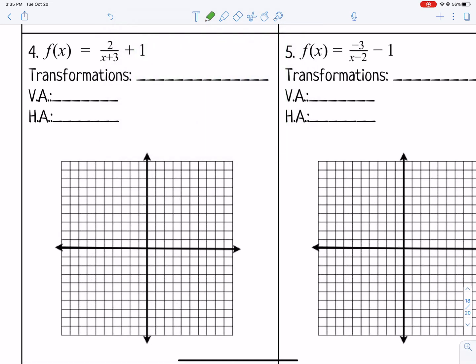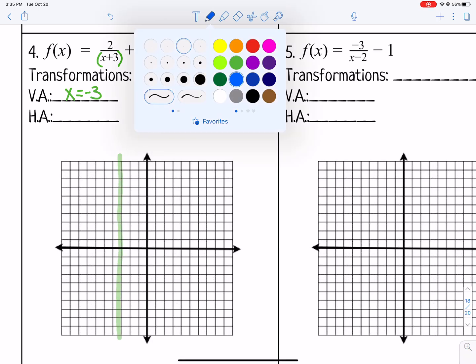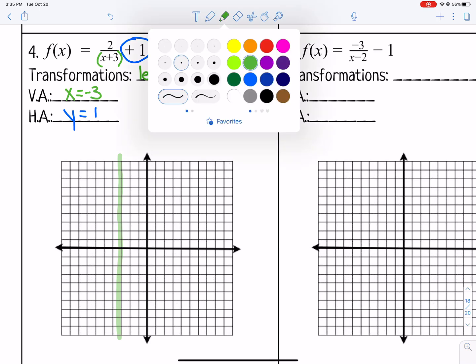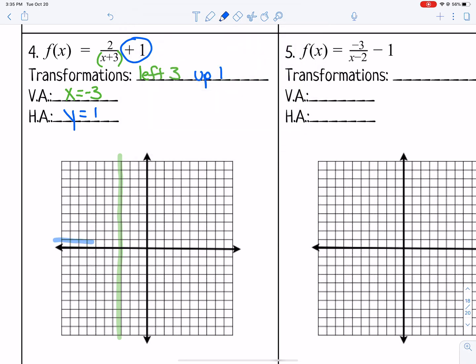All right, number 4. I see we have a +3, so that makes the graph go left 3, and it'll make the vertical asymptote be at x equals -3 because that's left. From 0, -3 would make it go to the left. And then a +1 makes my graph shift up 1, and it makes my horizontal asymptote also shift up 1. So it's now at y equals 1 instead of 0. So just sketch y equals 1.